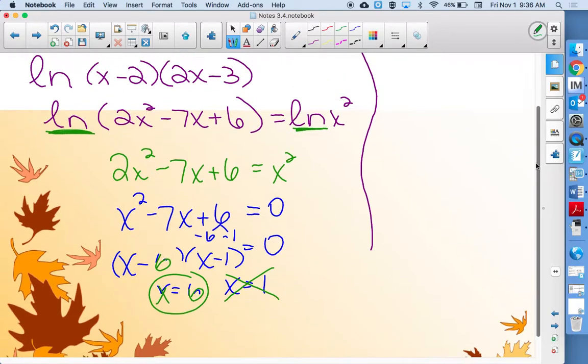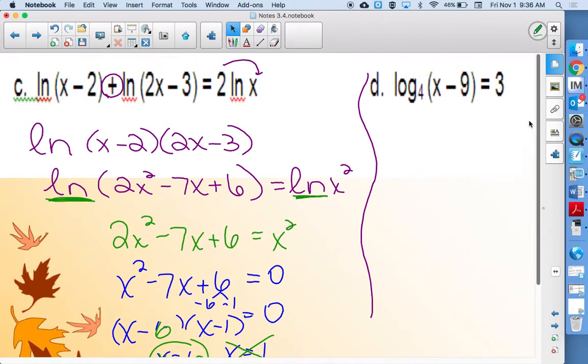So I'd like you to try letter D. Log base 4 of x minus 9 equals 3. Log base 4, x minus 9 equals 3. So think, what do you have to do to solve?